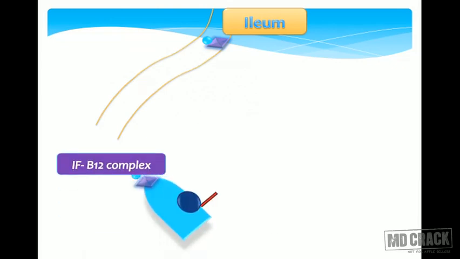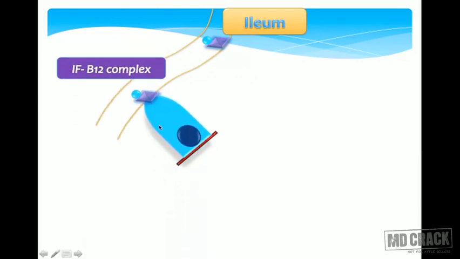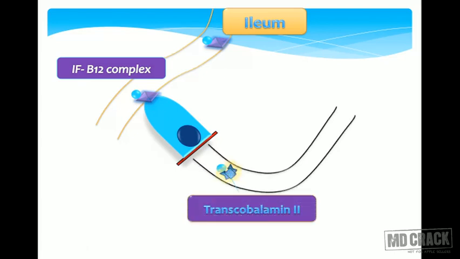Then this complex moves to the ileum. In the ileal enterocytes, we have receptors for the intrinsic factor. So the intrinsic factor and B12 complex comes and binds to the ileal enterocytes because they have these receptors. Once they bind, the complex gets absorbed and the intrinsic factor is released, and it will be reutilized by the body as the same steps recur.